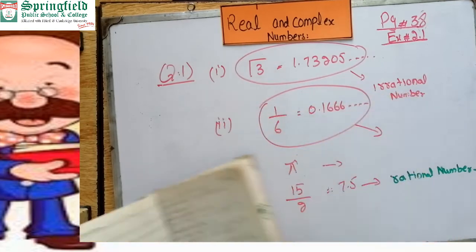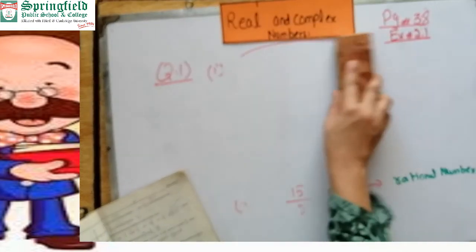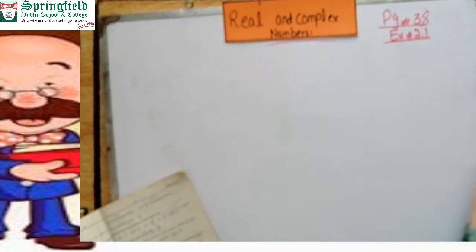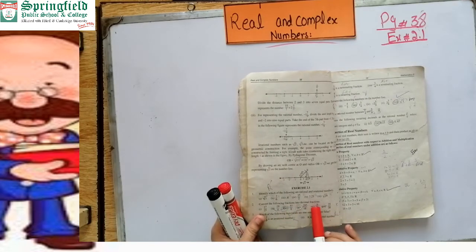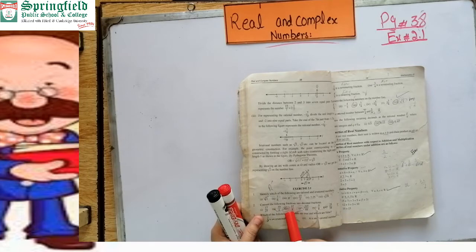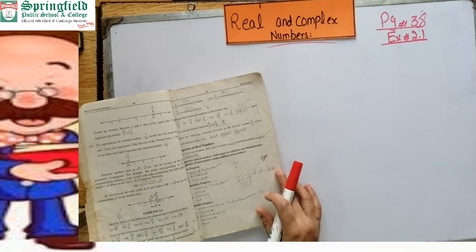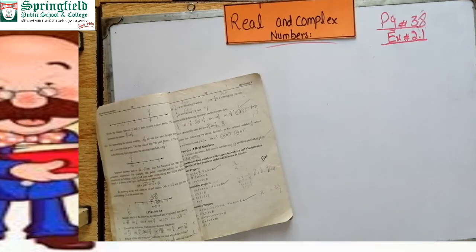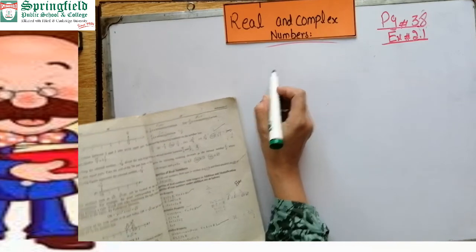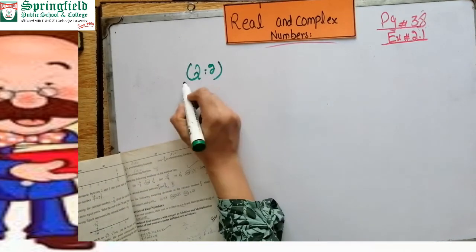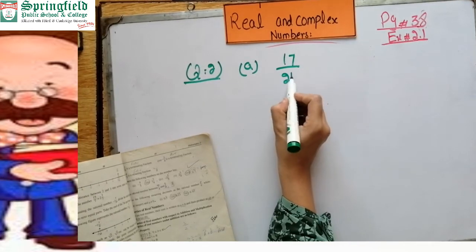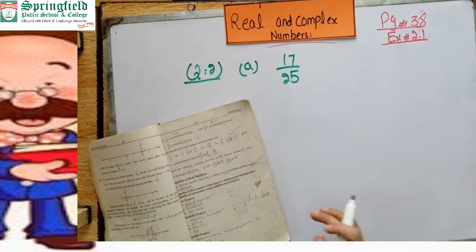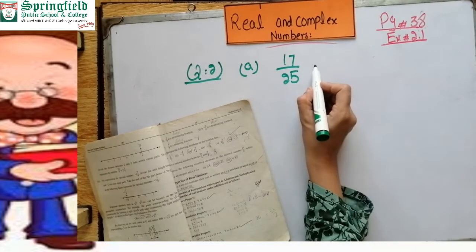Come to question number 2. Question 2: convert the following fractions into decimal fractions. Means these are in fraction form, convert them into decimal numbers. Because we already know how to convert into decimal form. Let's suppose a number is 17 by 25, part A, 17 by 25. So how can we write it as a decimal number?